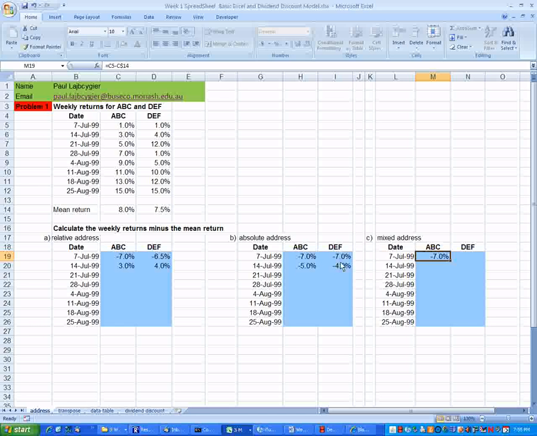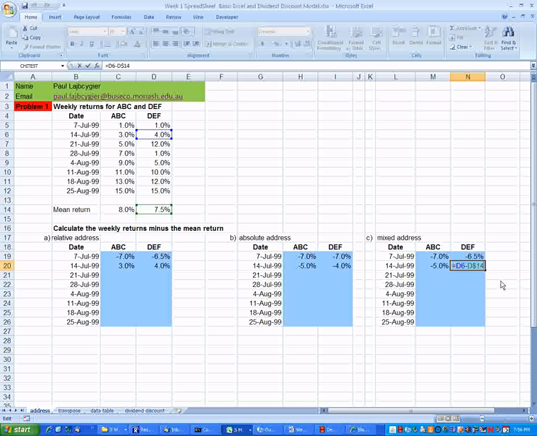What about if I look at the mixed addressing? Remember, with the mixed addressing, there's no dollar in front of the C, but there is a dollar in front of the 14. That means, well, let's see. I'll copy it over. And do I get the correct answer now for DEF? Yes, I do. I'm looking at cell D5 and I'm subtracting cell D14. That's correct.